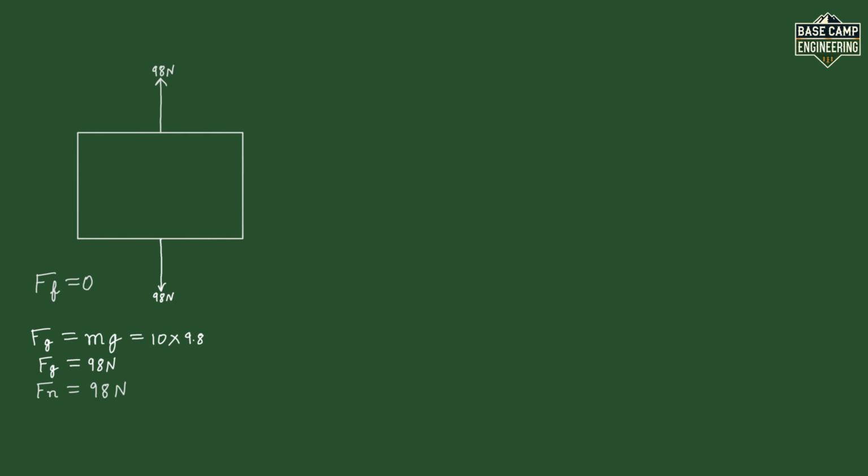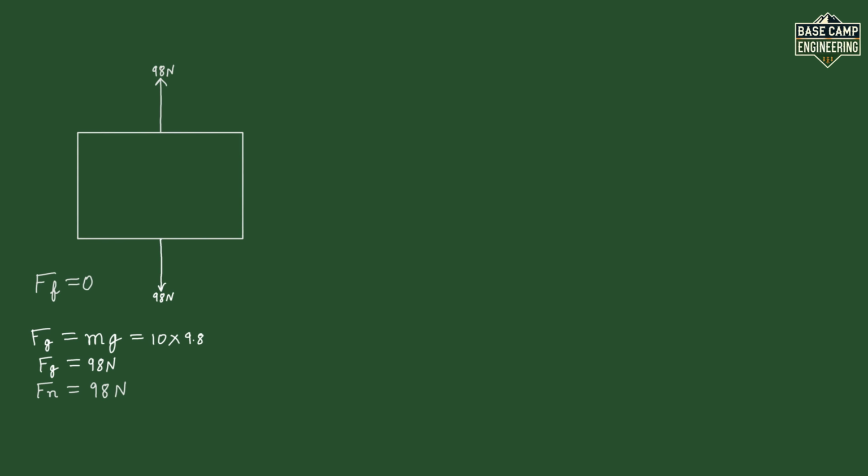Since we have specified a frictionless table for simplicity, there is no horizontal force opposing motion. Friction is zero, so we don't add a friction arrow yet. However, in real-world engineering scenarios, friction might be present, and we would include it as a horizontal force opposing potential motion. For this static, frictionless case, our FBD shows two arrows: a 98 newton downward arrow for gravity and a 98 newton upward arrow for the normal force.